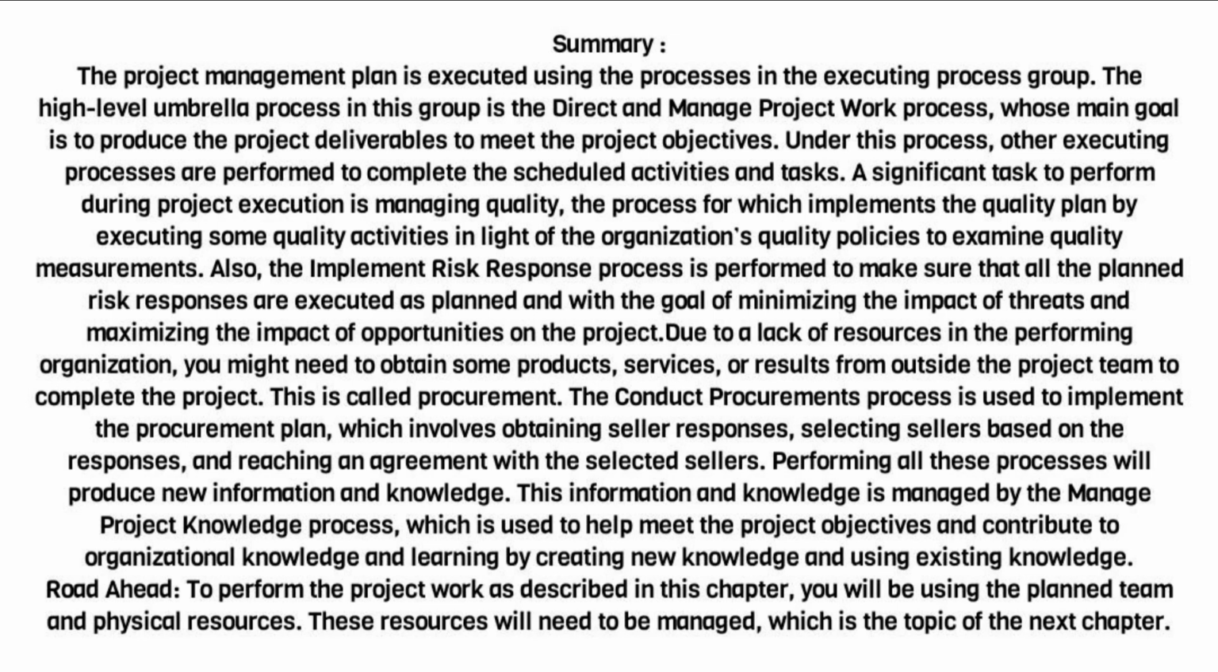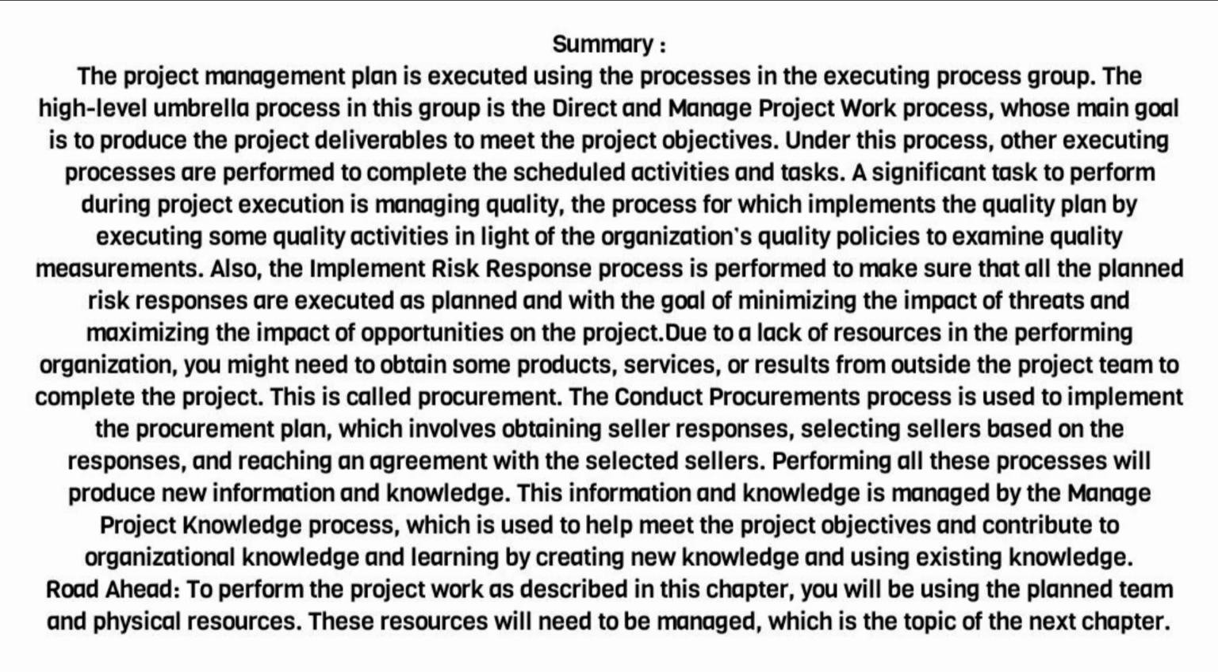Due to a lack of resources in the performing organization, you might need to obtain some products, services, or results from outside the project team to complete the project. This is called procurement. The conduct procurements process is used to implement the procurement plan, which involves obtaining seller responses, selecting sellers based on the responses, and reaching an agreement with the selected sellers.